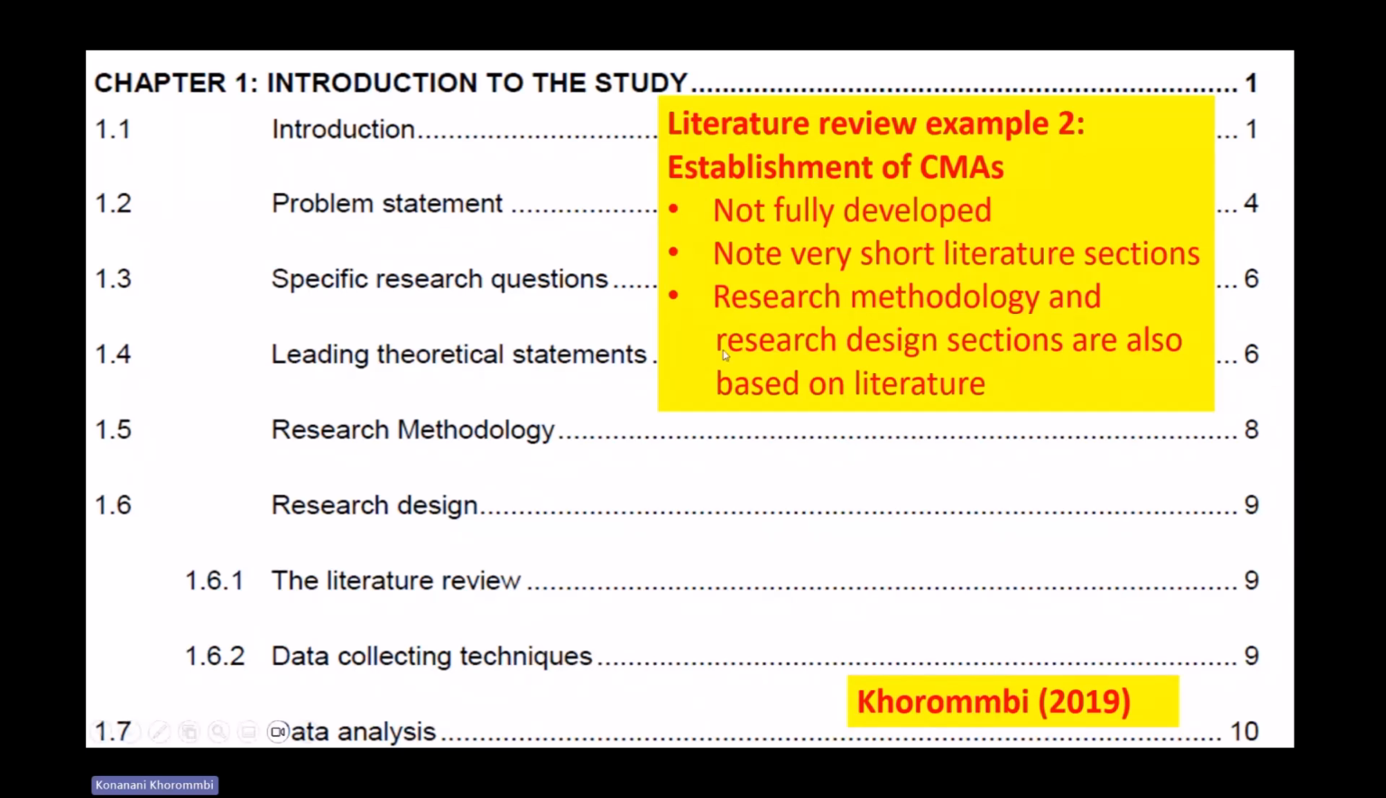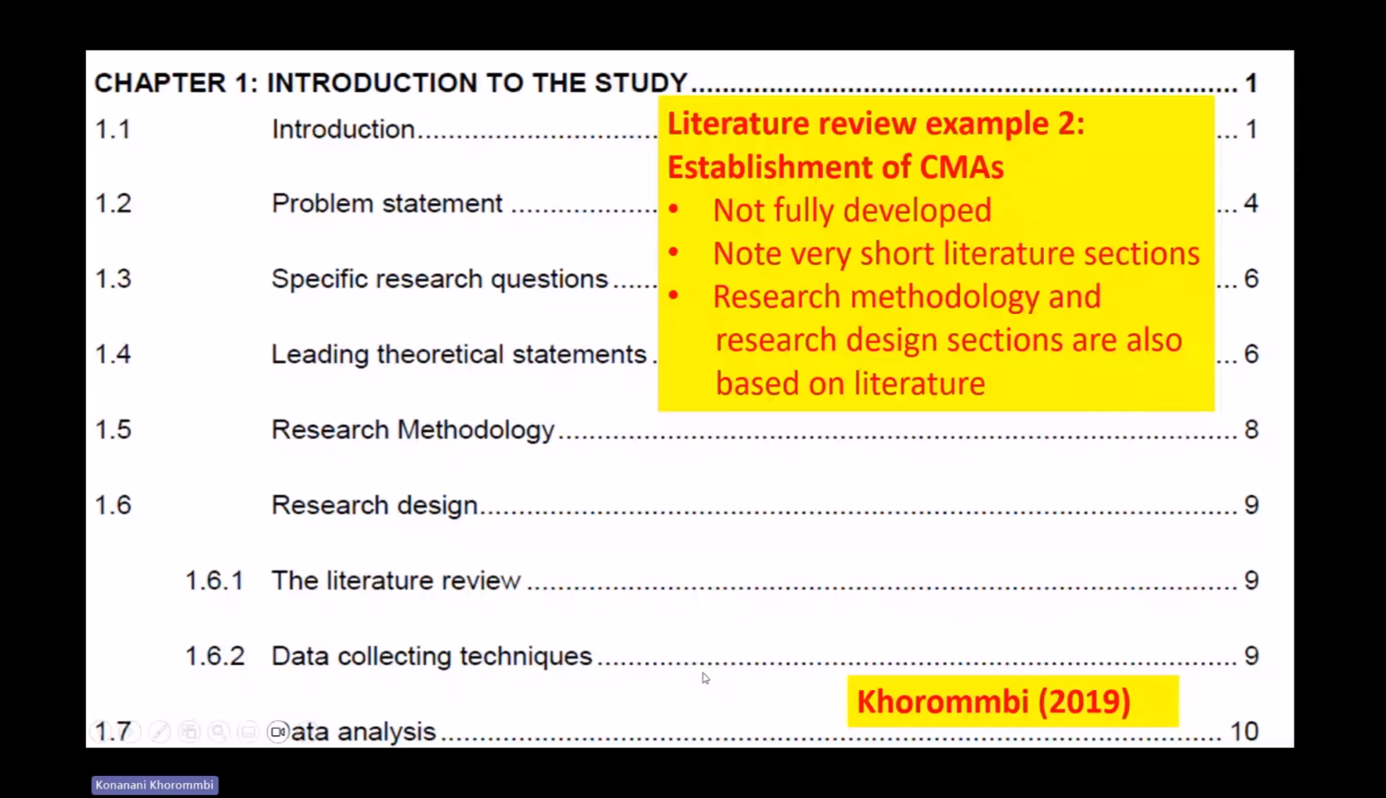So in this case, chapter 1 did have a literature review, and it was not contained in the previous study. There was nothing in chapter 1 which says literature review. The heading literature review was only used in chapter 2. But the data collection techniques here are also part and parcel of the literature review. Research methodology and research design sections are also based on literature. This is what I was just explaining.